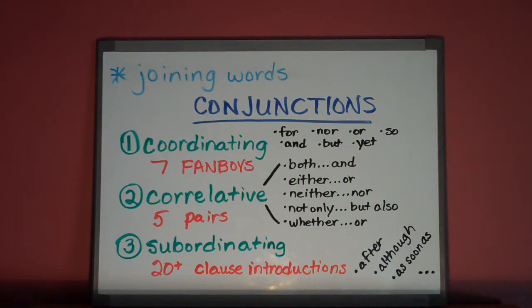However, there are other conjunctions. They are called correlative conjunctions and subordinating conjunctions. Correlative conjunctions come in pairs. They correlate or correspond with another conjunction and should always be used in these pairs to create good sentence structure. The 5 common correlative conjunctions are both and, either or, neither nor, not only but also, whether or.